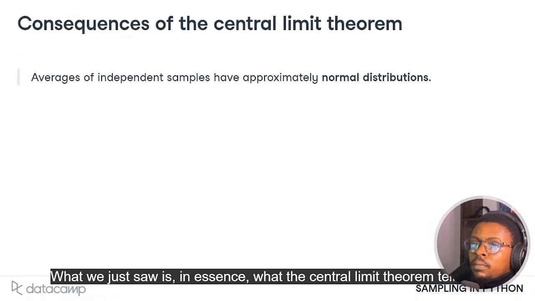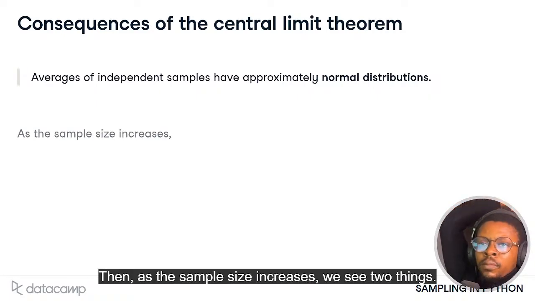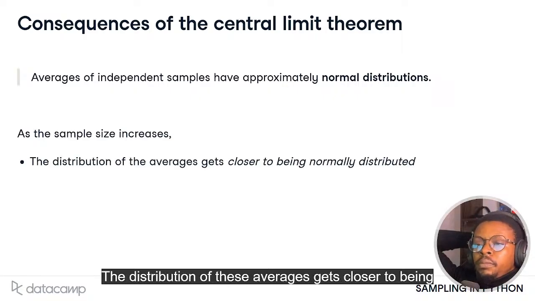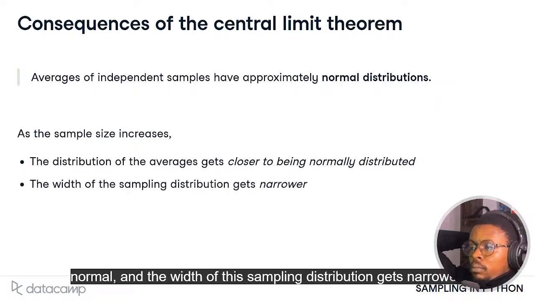What we just saw is, in essence, what the central limit theorem tells us. The means of independent samples have normal distributions. Then, as the sample size increases, we see two things. The distribution of these averages gets closer to being normal, and the width of this sampling distribution gets narrower.